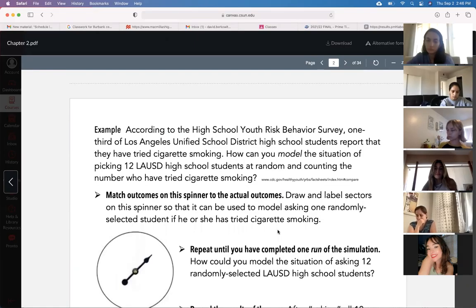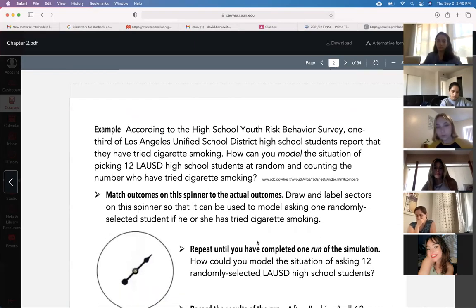What if I didn't want to have cards at hand? What if instead I had a spinner? How can I model the situation with a spinner instead? Could you divide the spinner into 3 parts and then make one specific part for smoking, non-smoking, non-smoking? Beautiful. Divide the spinner into 3 equal parts.